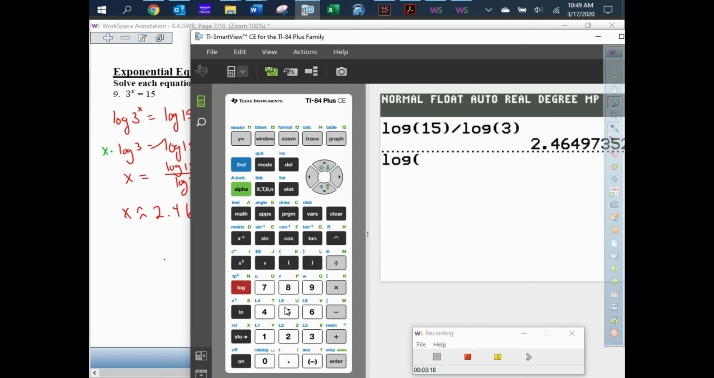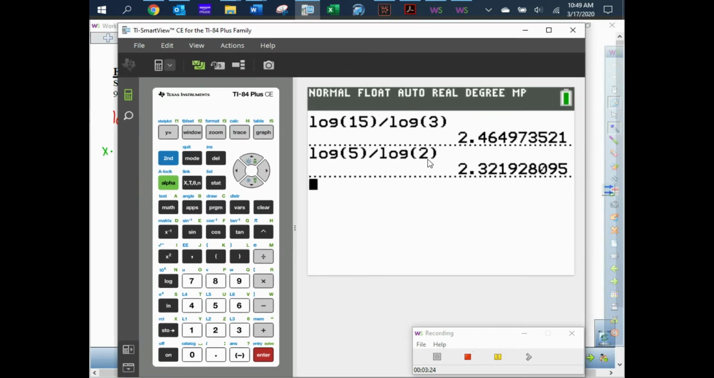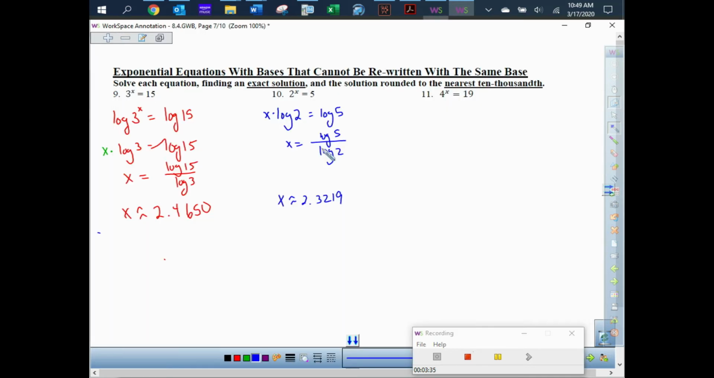Log of 5, close it, divided by the log of 2, and we'll round it to 4 decimal places. So x is about 2.3219. So you look to that 5th decimal place, and since it's less than 5, we will not round this up. So we'll get this. And why don't you pause the video and try this one.